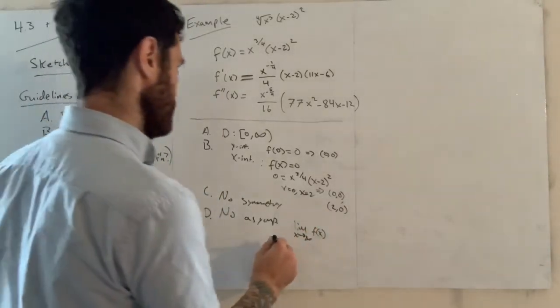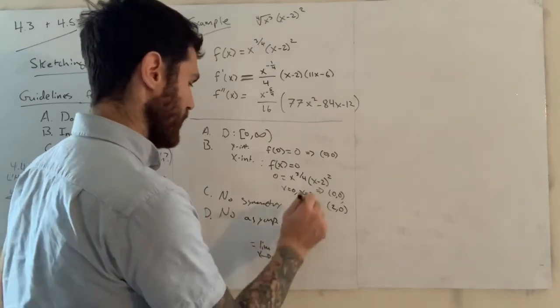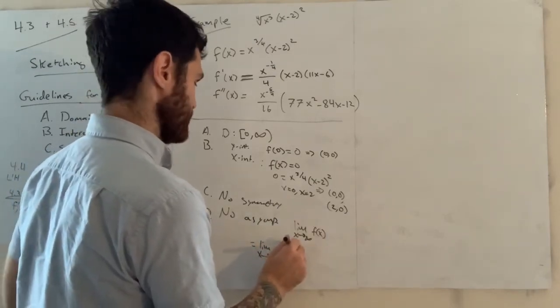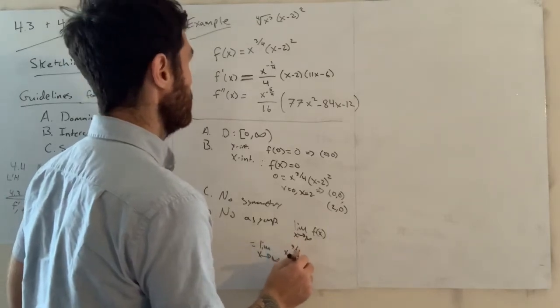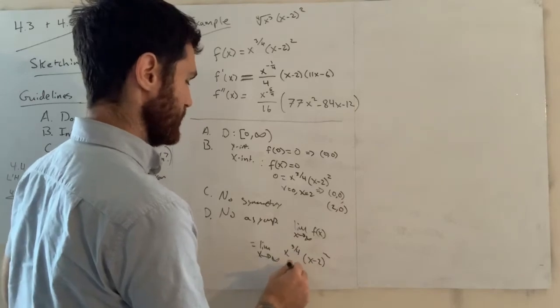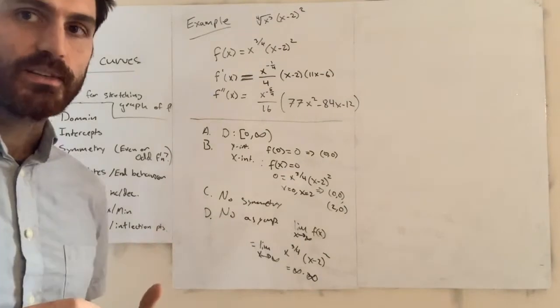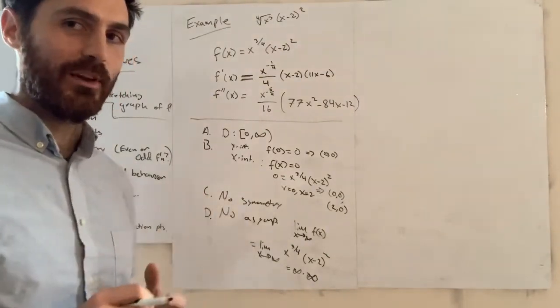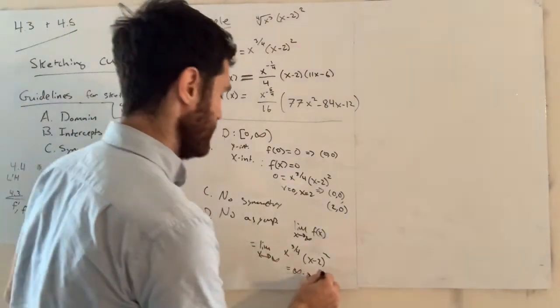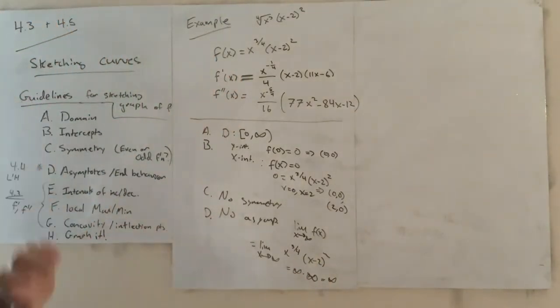And this is just going to be equal to the limit as x goes to infinity of x to the third over 4 times x minus 2 squared. And this is just going to be infinity times infinity. Infinity times infinity is not one of our indeterminate forms because it's just going to be infinity. So you're good there. So we know it's going to shoot off to infinity. Okay, so we're done with those things.